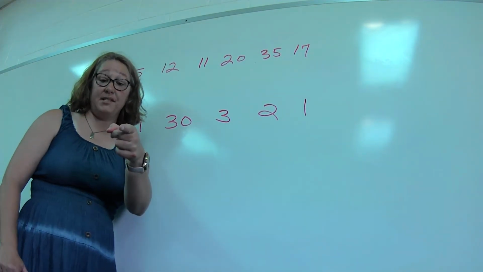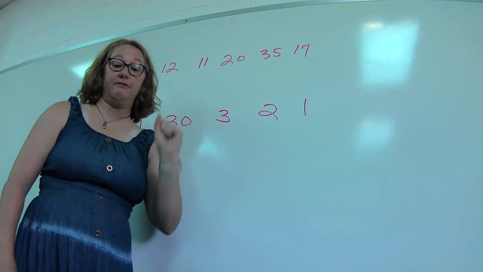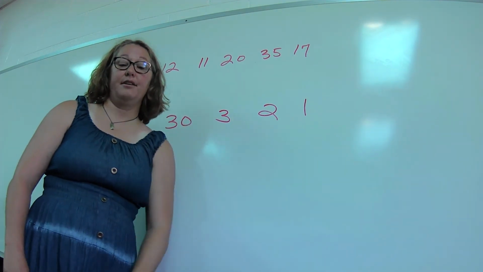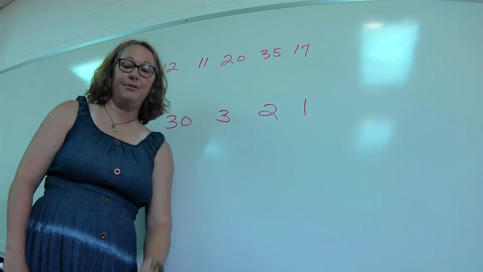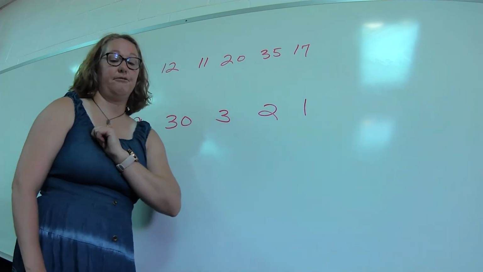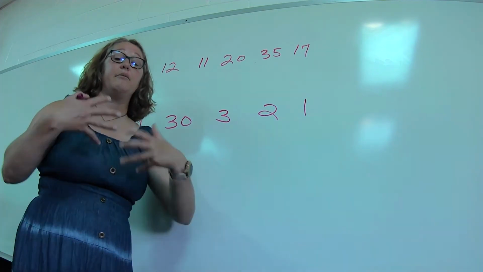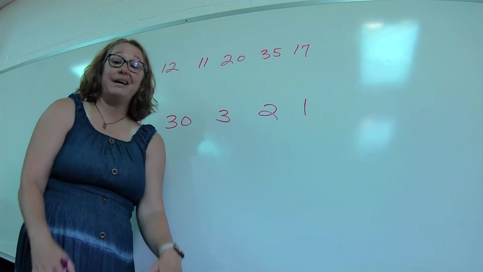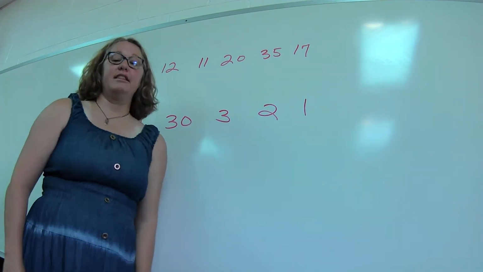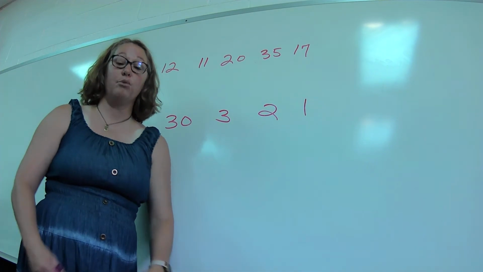Prime or composite? You remember what they mean? Prime only has factors of 1 and the number itself. A prime number is only 1 times itself. Composite, remember I told you the word composite means many parts. So it has more than just the factor of 1 times itself. It has many parts. It has more factors.